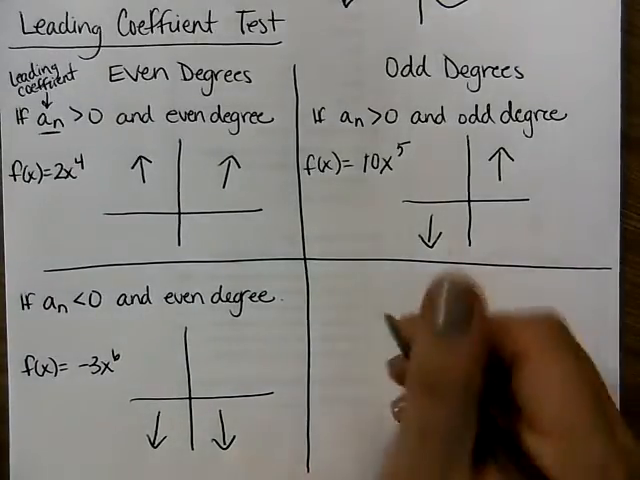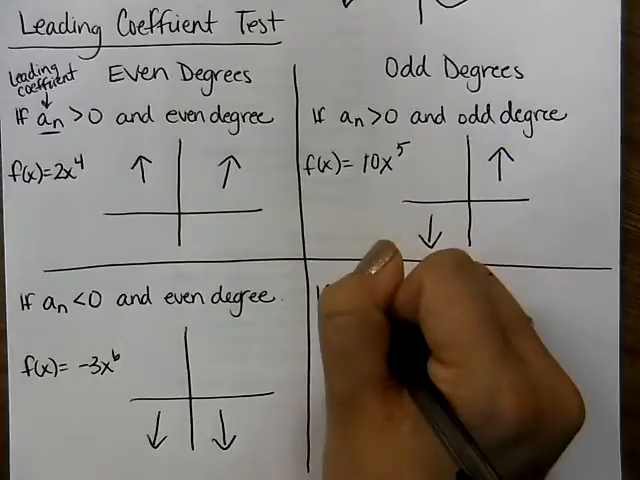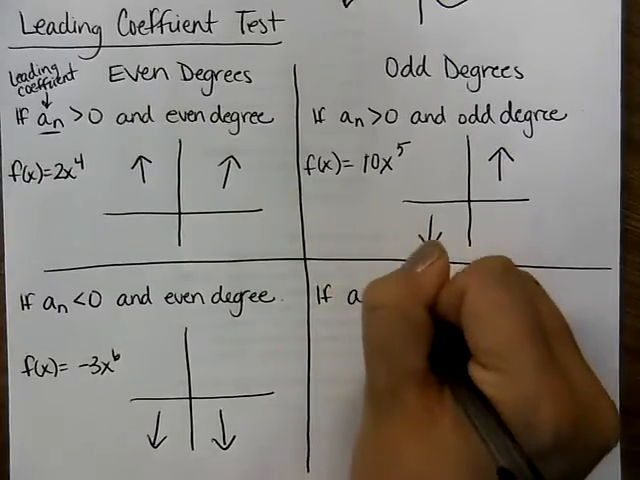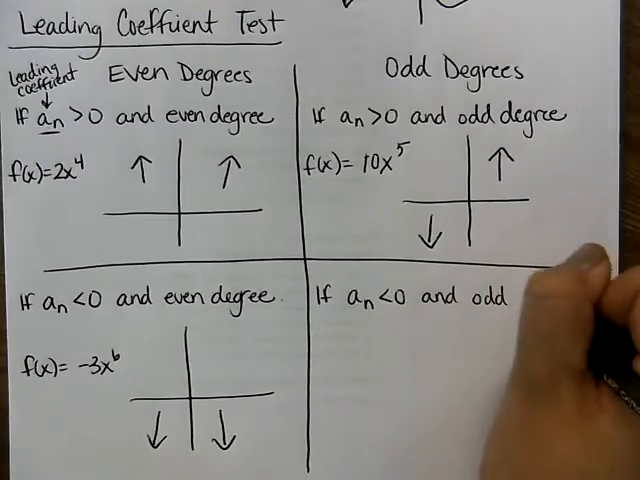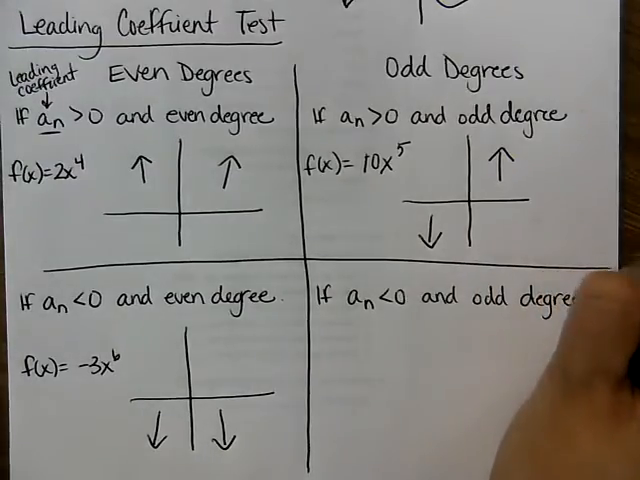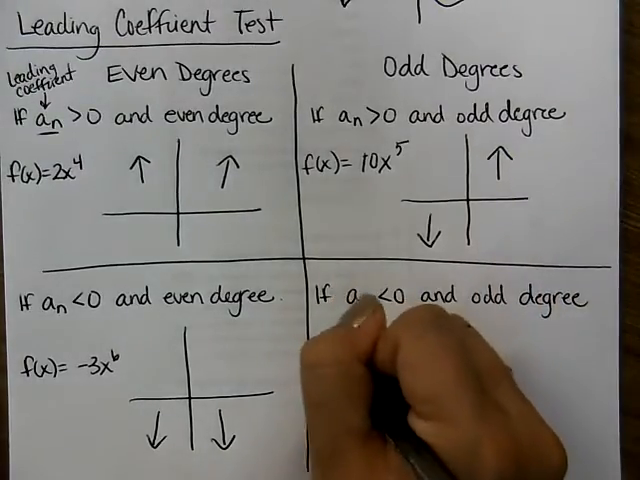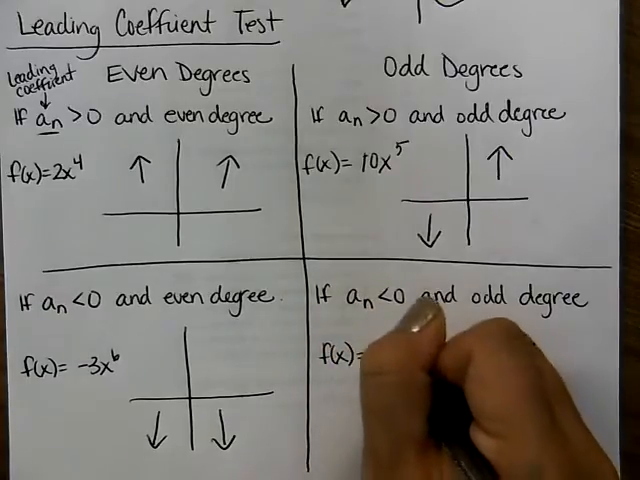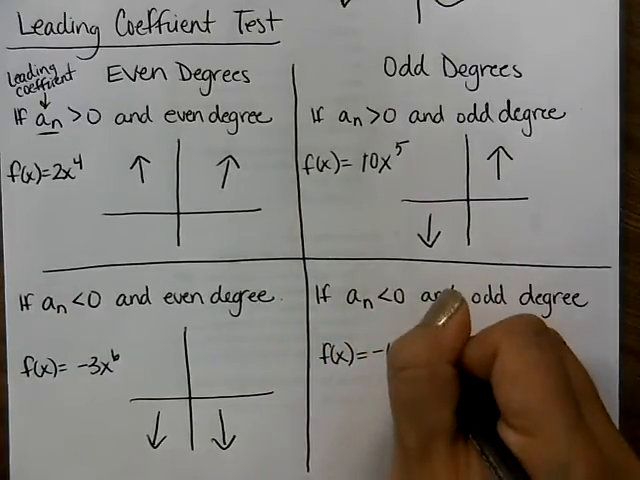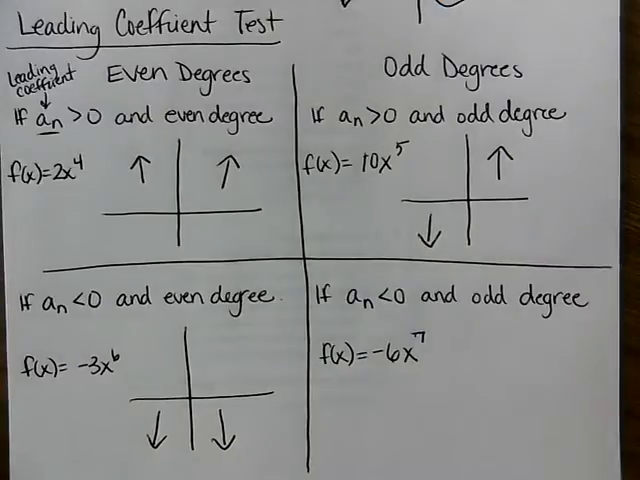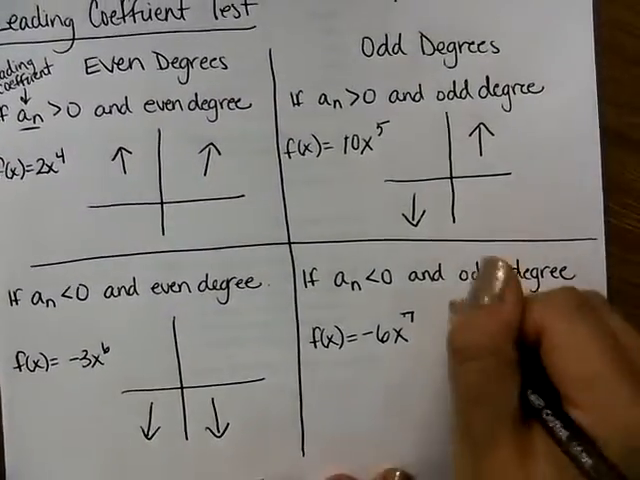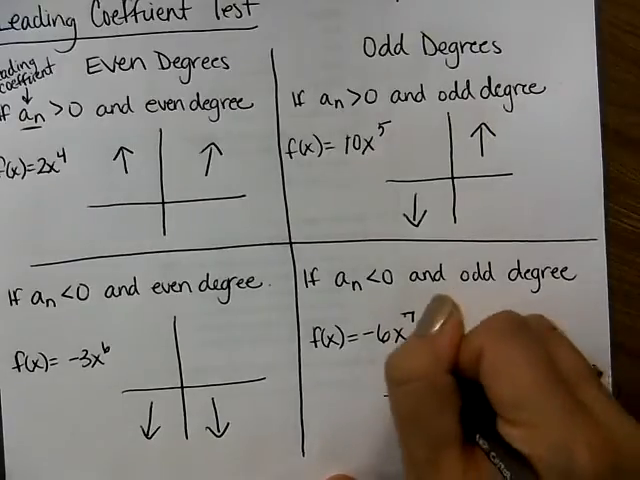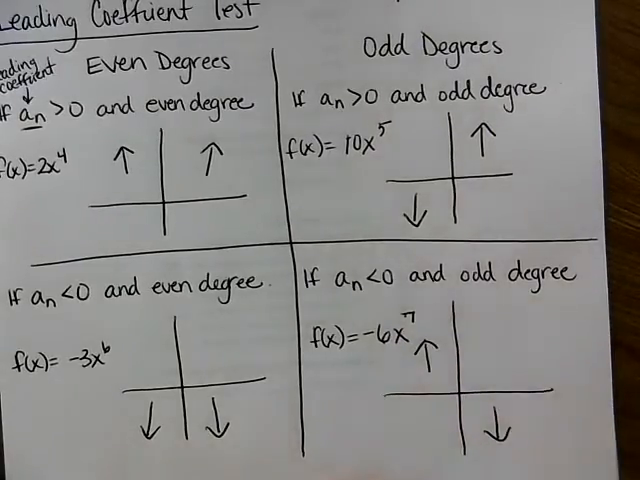Okay. The last part of the test is if a sub n is less than 0 and you have an odd degree. So for example, if you have f of x equals negative 6x to the 7th, let's say, then you will kind of flip-flop this. So it'll rise to the left and it will fall to the right.